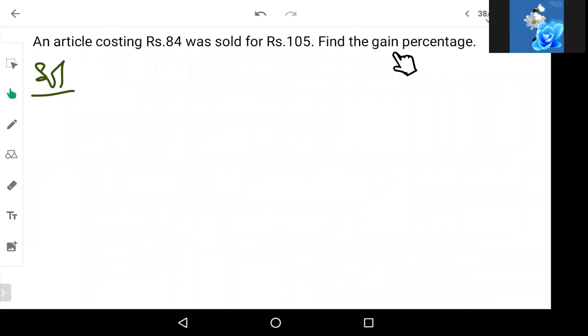This is the question about gain percentage. Now here, an article costing 84 was sold for rupees 105. Find the gain percentage. How much are they gaining here is what we have to find out.